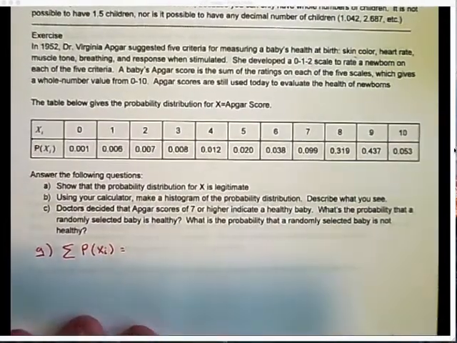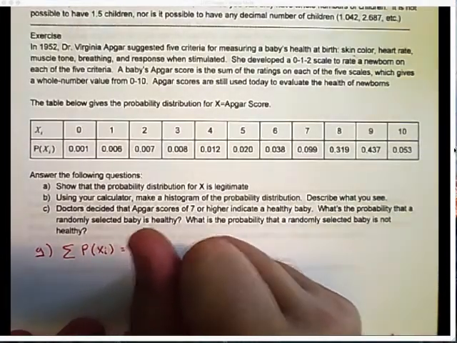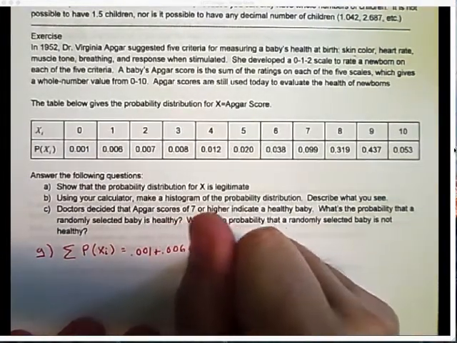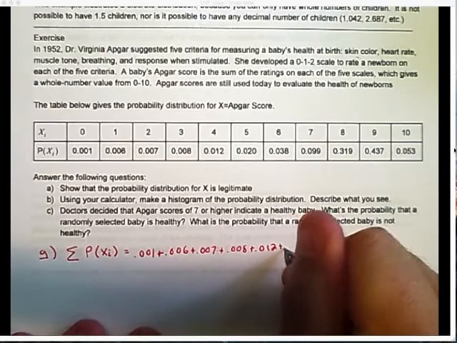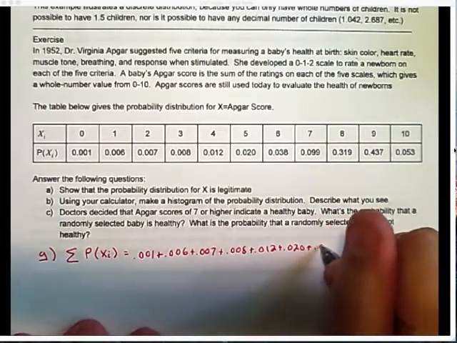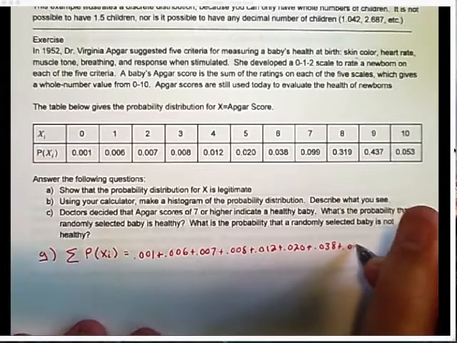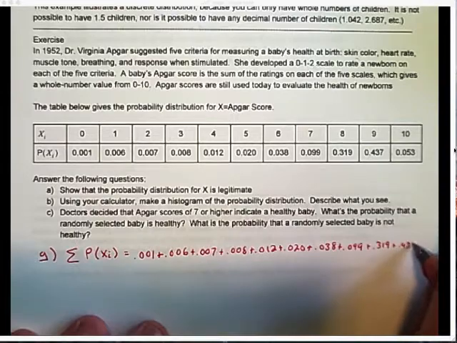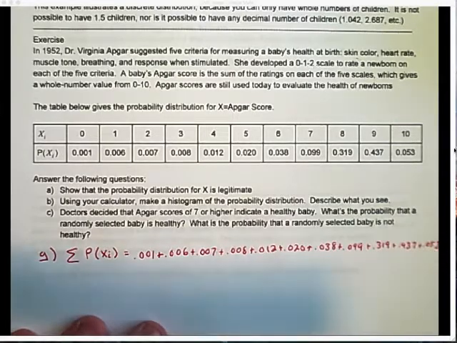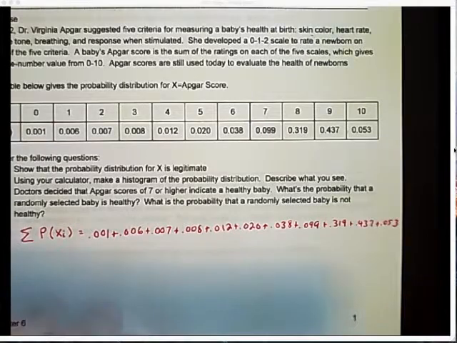All right, so I would have to take 0.001 plus 0.006 plus 0.007 plus 0.008 plus 0.012 plus 0.020 plus 0.038 plus 0.099 plus 0.319 plus 0.437 plus 0.053. So go ahead and put those numbers into your calculator and see if they add up to 1. So 0.001, I'm just doing it. Hopefully you're doing the same thing in your calculator.